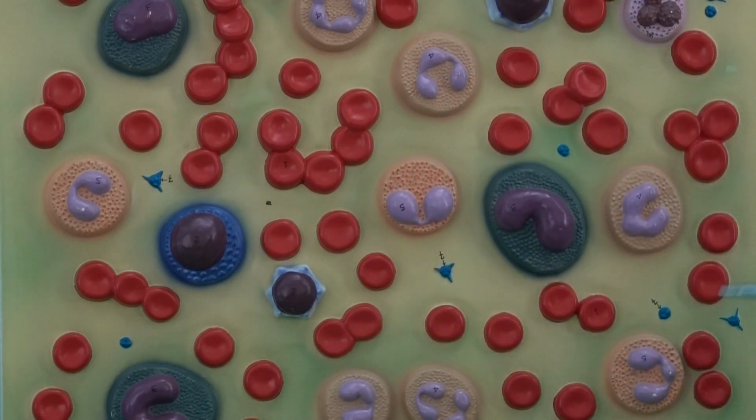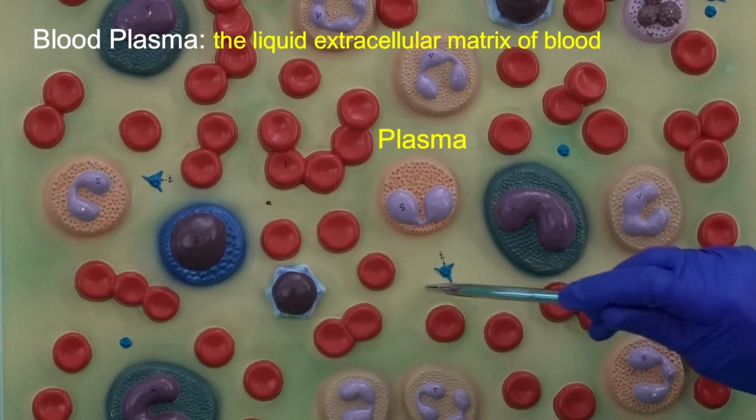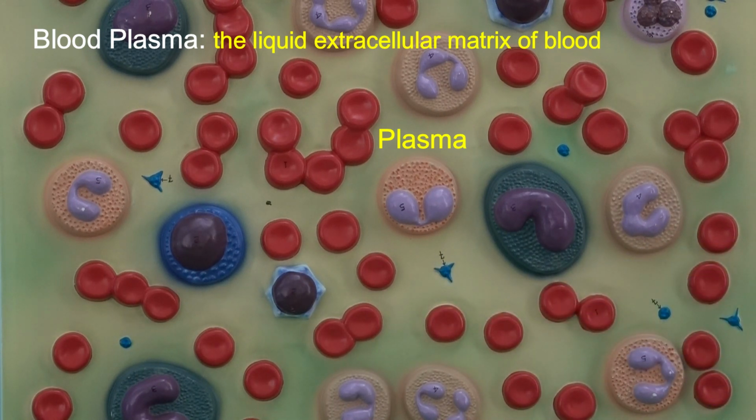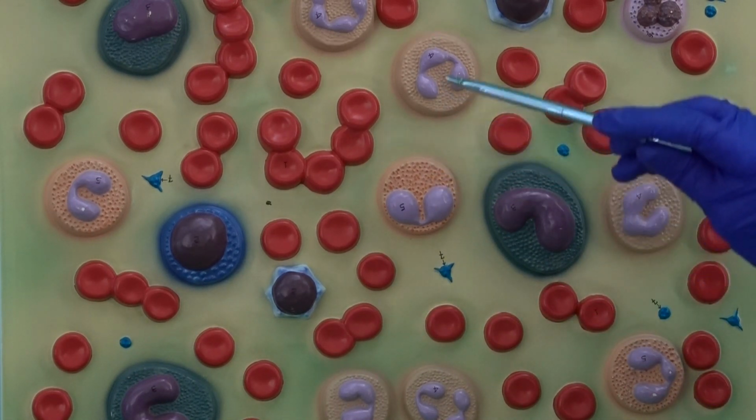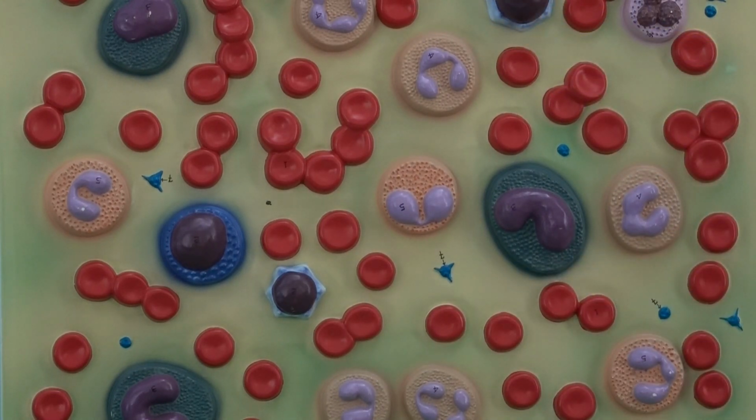Blood is a connective tissue with an extracellular matrix that is referred to as blood plasma or simply plasma. We find different types of cells and also cell fragments in blood. So let's clarify what it means.